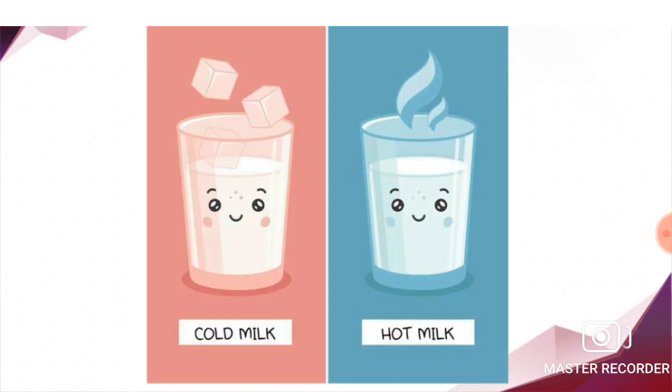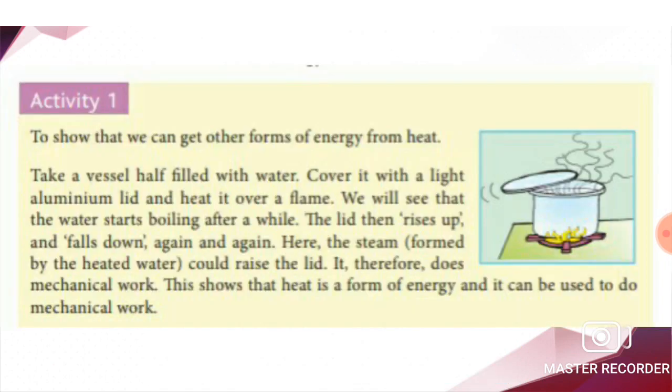Children, as I already told you, heat is a form of energy. Then what is energy? Energy is the capacity to do work. Let us now perform one more activity which shows that heat is a form of energy and it can be converted into another form of energy. For that, first you take a vessel half filled with water. After that, cover this vessel with a light aluminium lid.